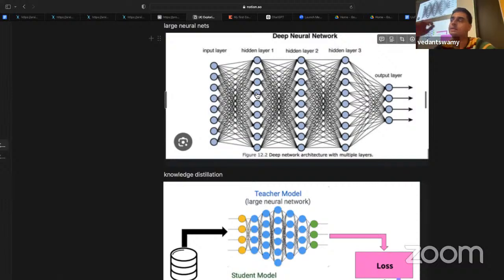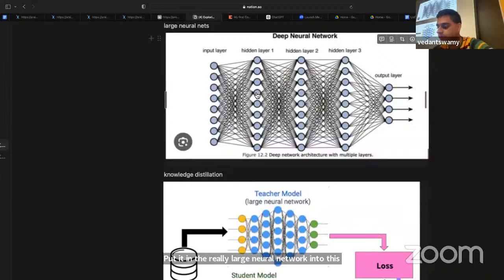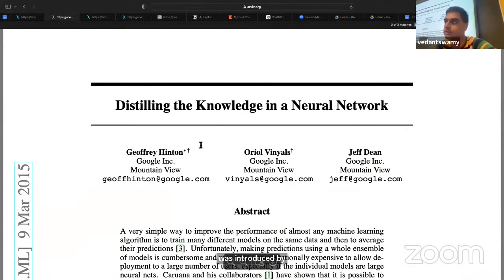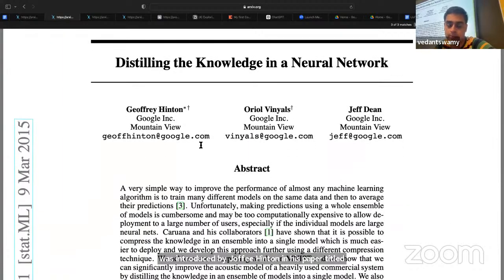So a solution to such a problem is to train these extremely large neural networks, but we do not deploy them. Instead, we deploy a really small neural network and we transfer the knowledge that is encoded in the really large neural network into the smaller student network, right? This is called knowledge distillation, and this was introduced by Geoffrey Hinton in his paper titled Distilling Knowledge in a Neural Network. This paper was published in 2015.